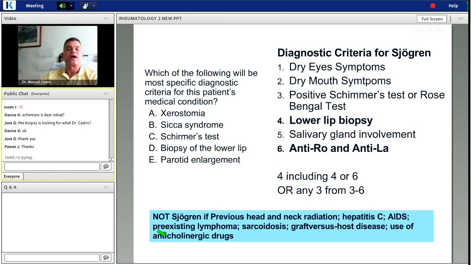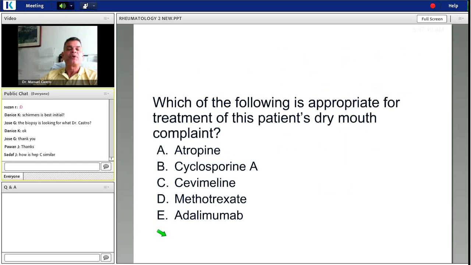Okay, so which of the following is the most appropriate for the treatment of this patient? Hepatitis C will cause dry eyes, dry mouth, and a positive Schirmer's test, and it can actually cause parotid enlargement as well. So it causes similar symptoms, but it's not Sjogren's. So let's continue here. Which of the following is appropriate for the treatment of this patient's dry mouth complaint?